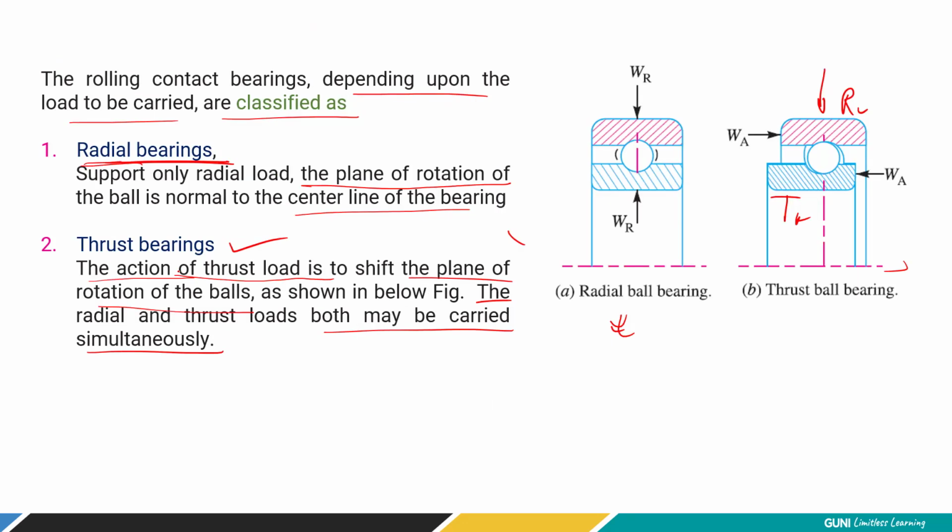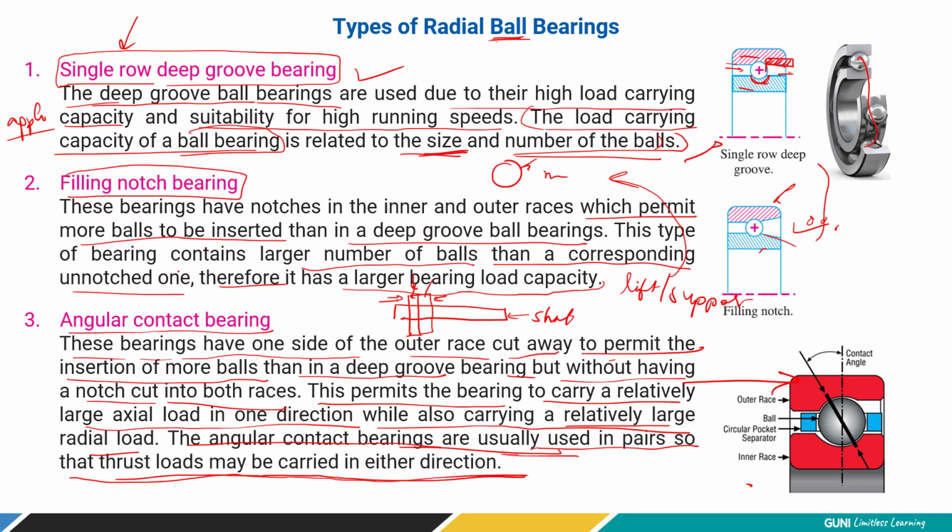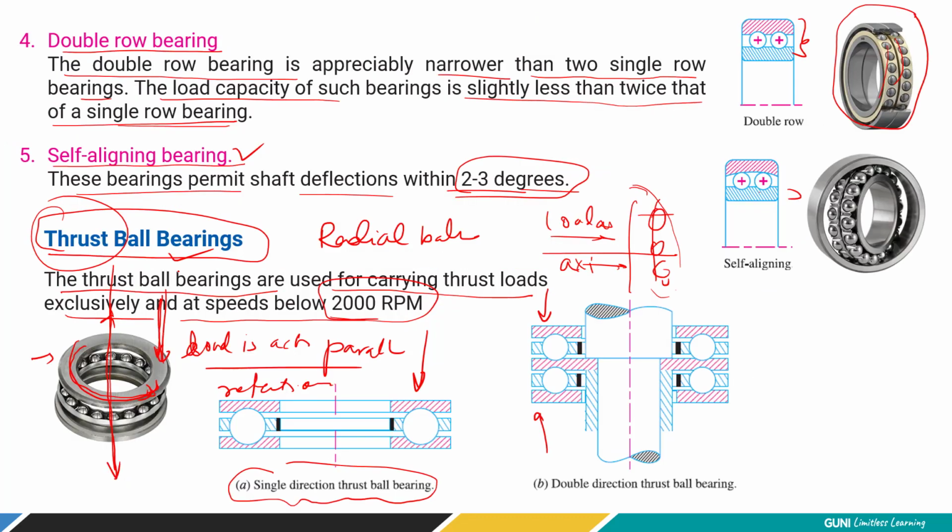Now we also saw the rolling contact bearings depending upon how the load is applied. It may be radial load roller bearings, and second, thrust roller contact bearings. Then we also tried to classify the bearings based on construction, that is, single row filling notch bearings, angular bearings, then self-aligning bearings, double row bearings, and lastly we were discussing thrust bearings, right?